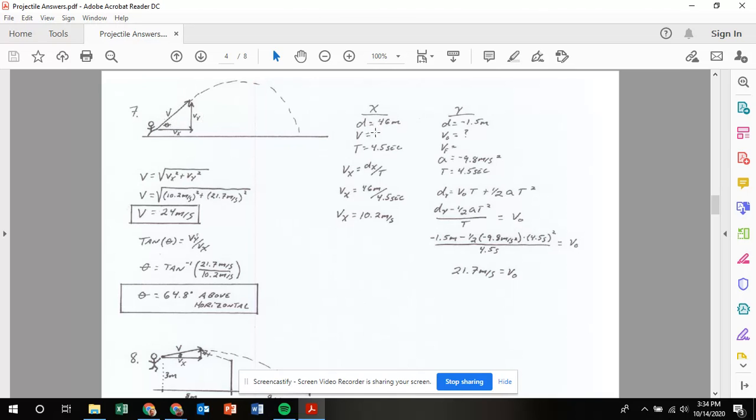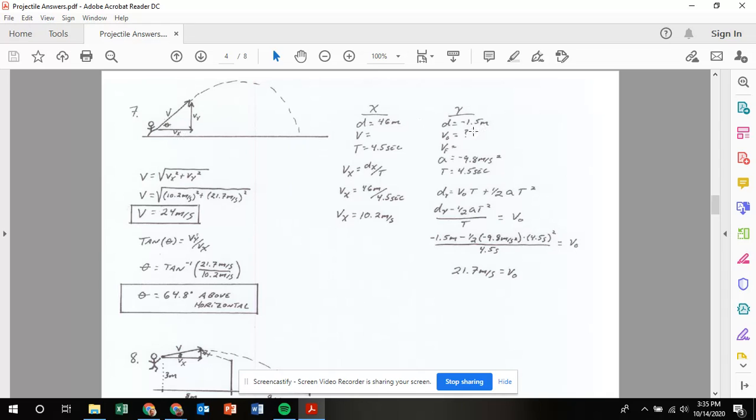So the first thing we can do is find the velocity in the x direction because we know how far it goes, 46 meters, and we know it takes 4.5 seconds to get there. Velocity is displacement divided by time when there's no acceleration. So the displacement, 46, divided by the time, 4.5 seconds, gives me an x velocity of 10.2 meters per second. So now we have the velocity in the x direction, or this leg of the triangle.